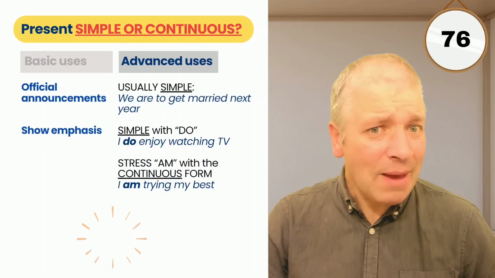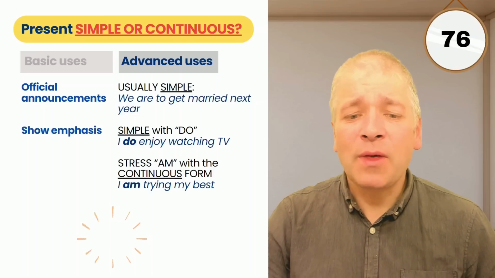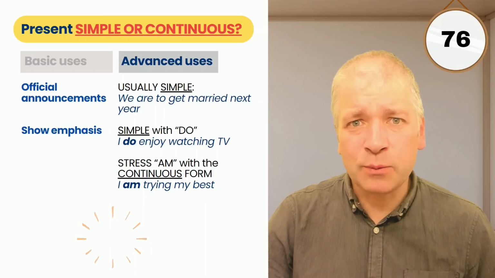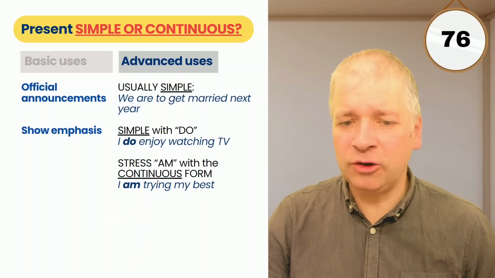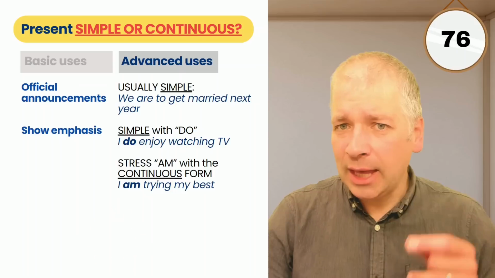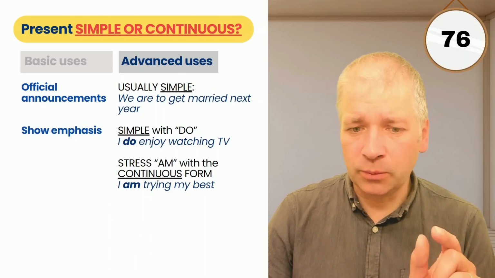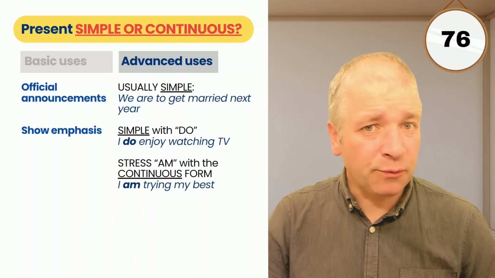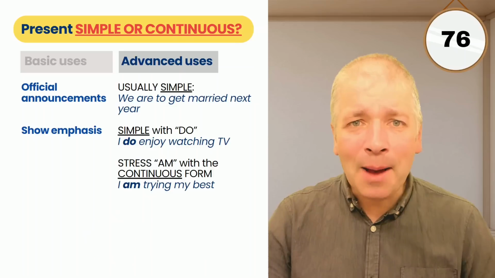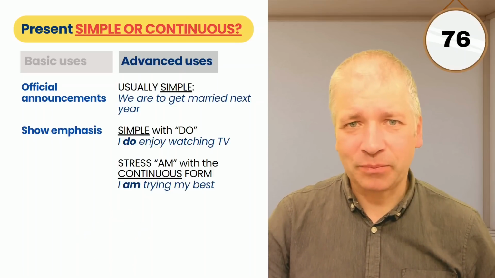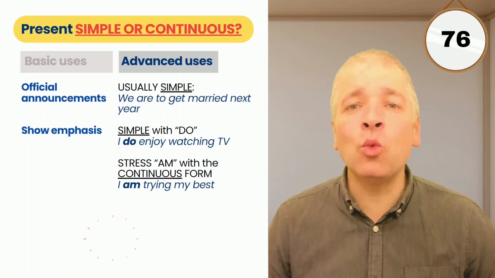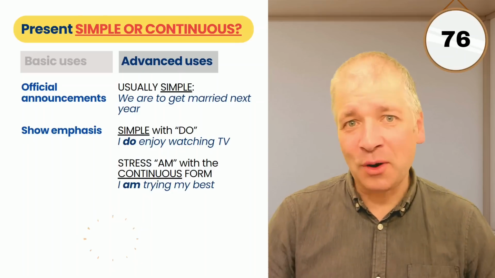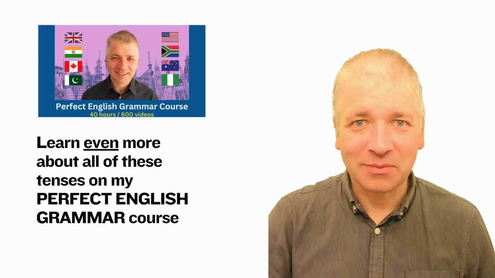If you want to show emphasis on something, then you can use the simple tenses with do. I do enjoy watching TV. Here you need to stress the word do. Or in the continuous form, stress am. I am trying my best. However, you can stress any word you want in a sentence to draw attention to it.